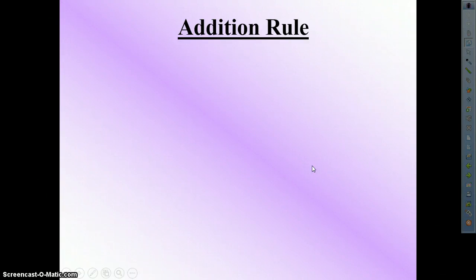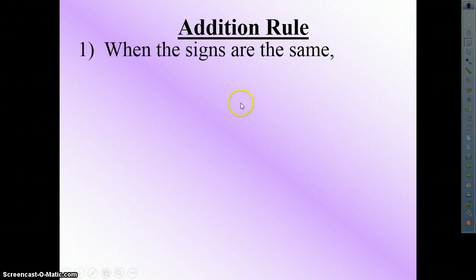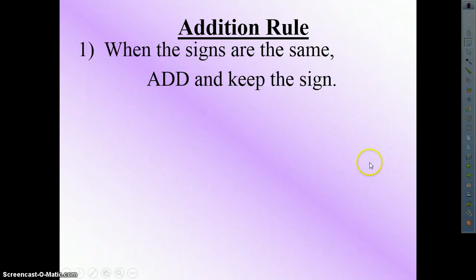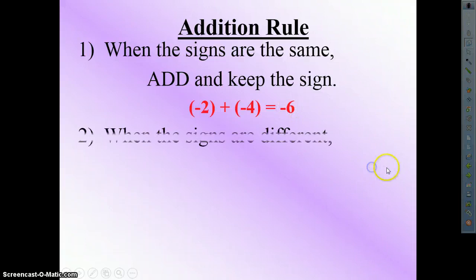Now you may already know how to add positive and negative numbers, but here's a neat little rule to tell you how to add. When the signs are the same, you add the numbers and keep the sign. So say you have negative 2 and negative 4. Their signs are the same. So we're going to add 2 and 4, which is 6, and then we're going to keep the sign that both of those numbers have. So we get negative 6.